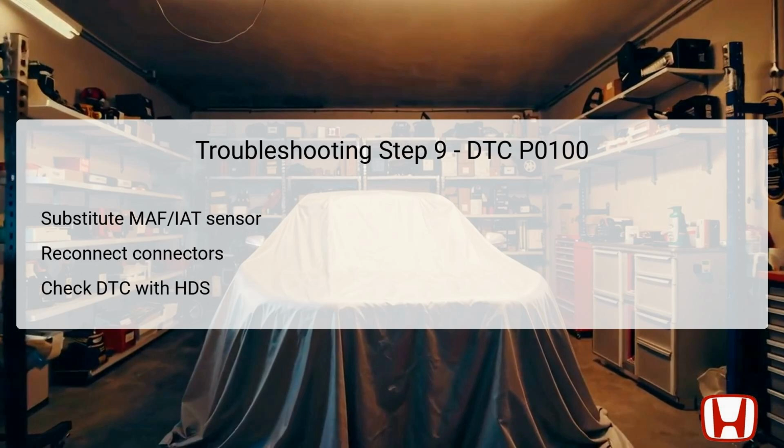Finally, exit the SCS mode with the HDS and turn the vehicle back to the on position to check for any pending or confirmed DTCs. If DTC P0100 reappears, further investigation into the PCM or other factors may be warranted. If it does not return, the MAF IAT sensor is confirmed to be working correctly.